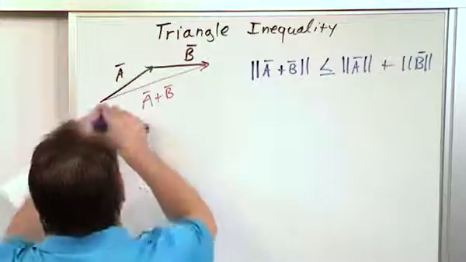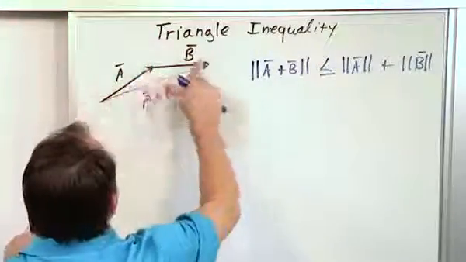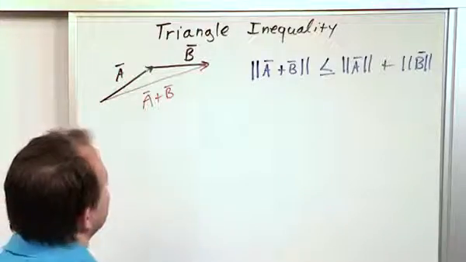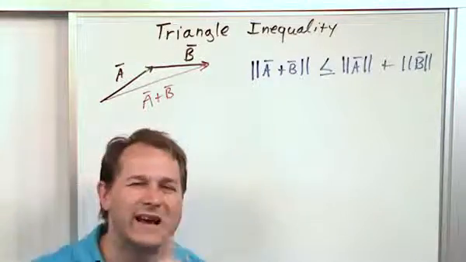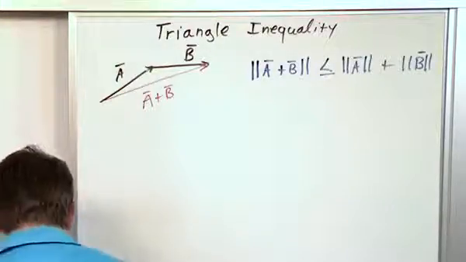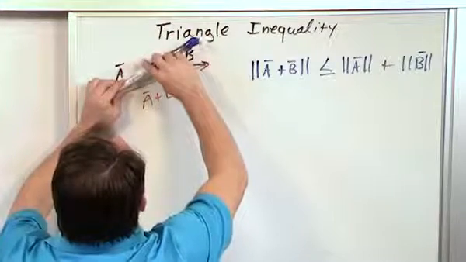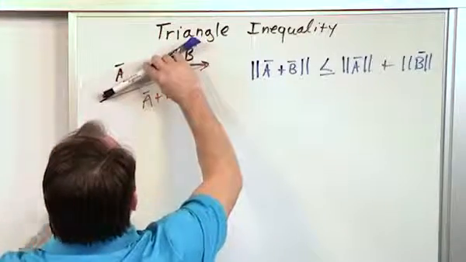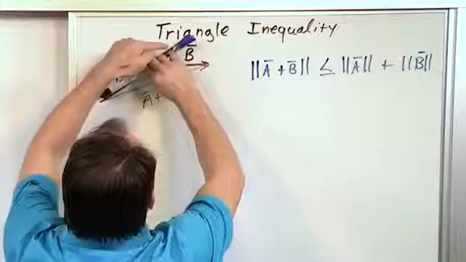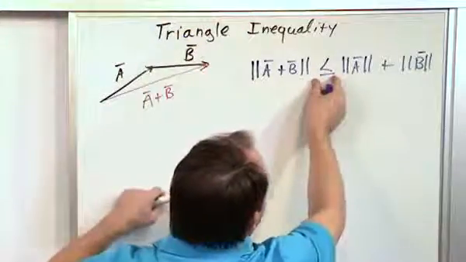If you actually got a ruler out and measured this, and measured this, you would see that when you add the magnitudes here, you're always going to get a smaller number. The only time you're not going to get a smaller number is if A and B actually didn't have an angle here. If A and B just happened to be lined up straight like this, then the resultant would be exactly the same as the length of A plus the length of B. That's why there's an equal sign here.